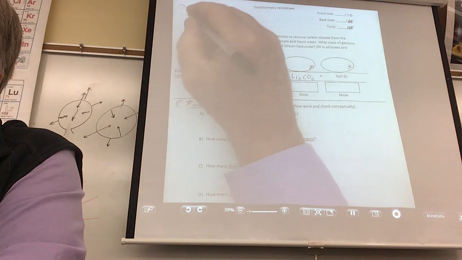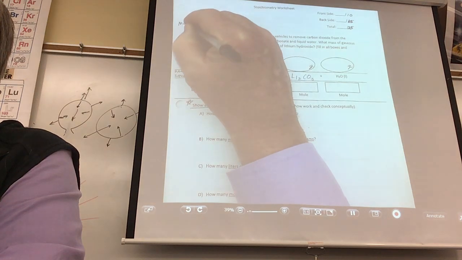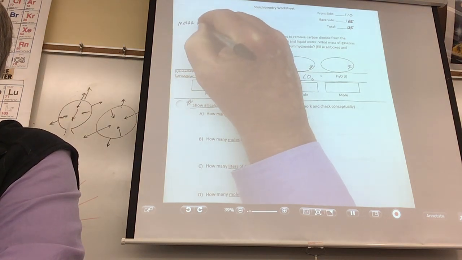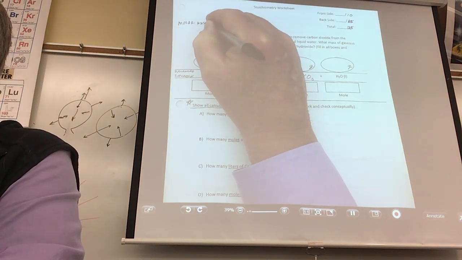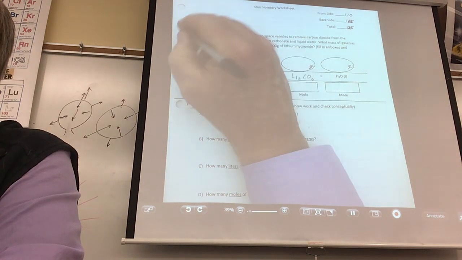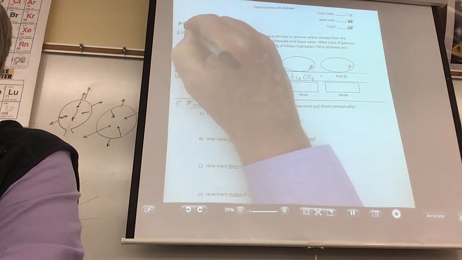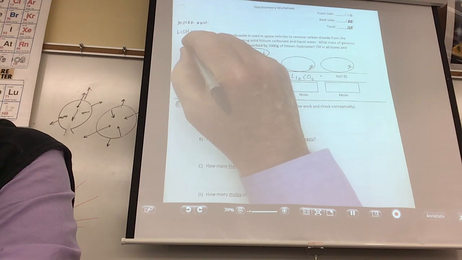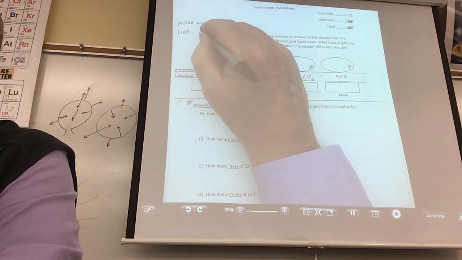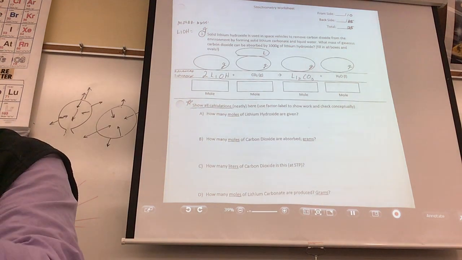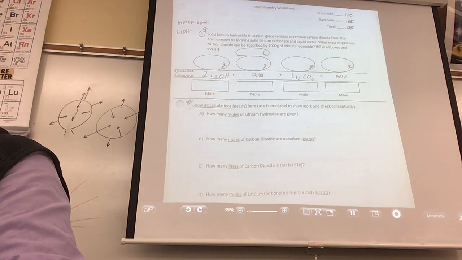We also wrote out some things called molar masses, and we know we're going to use them anyway. So what's the molar mass of lithium hydroxide? If you're having trouble with that, you're going to have trouble with the whole chapter, okay? So tell yourself, am I really good at the molar mass of lithium hydroxide?